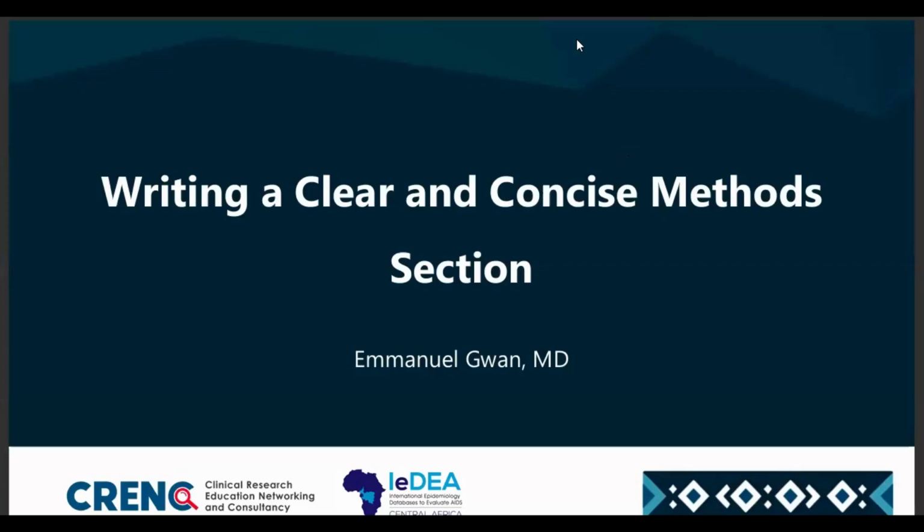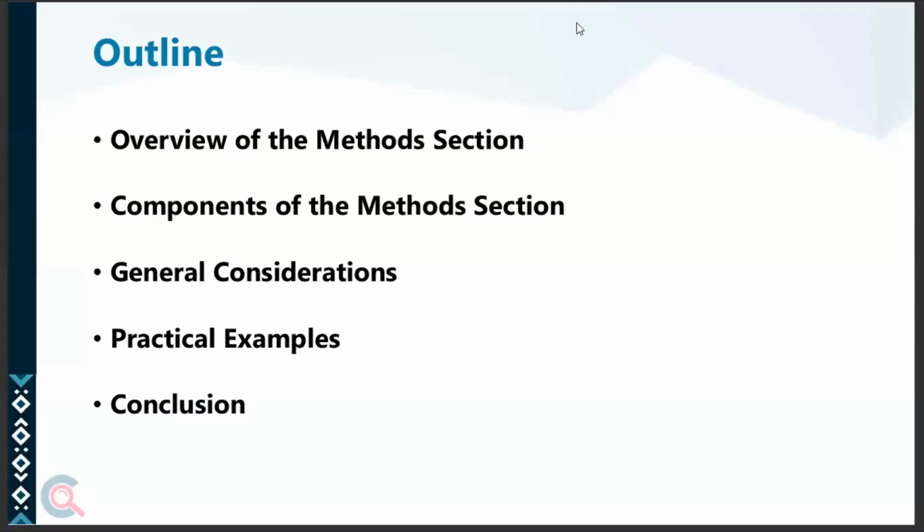Today we are going to look at writing a clear and concise method section. For this lesson, we are going to follow this outline. We are going to first start by looking at an overview of the method section, followed by components of the method section, then general considerations when writing the method section of a research paper. And then we're going to look at practical examples and end with a conclusion.